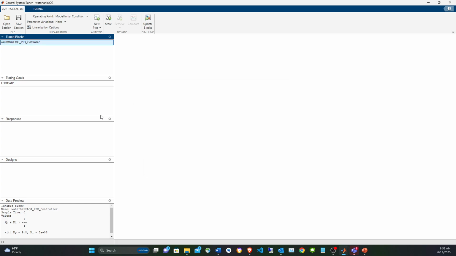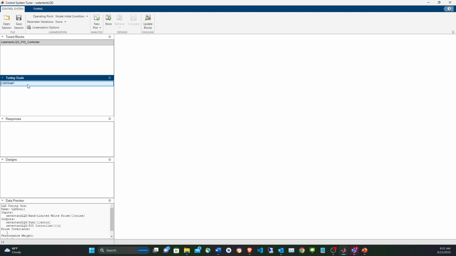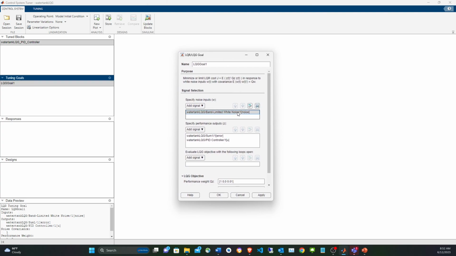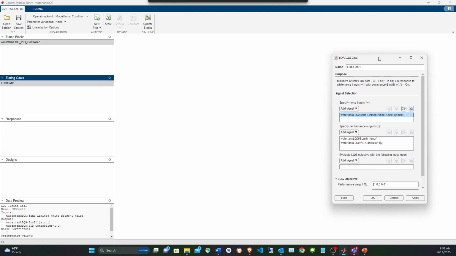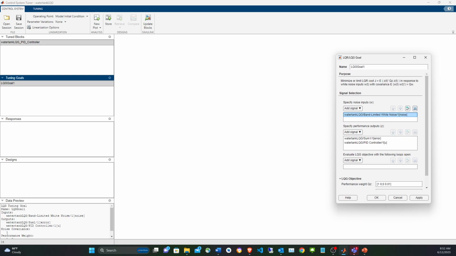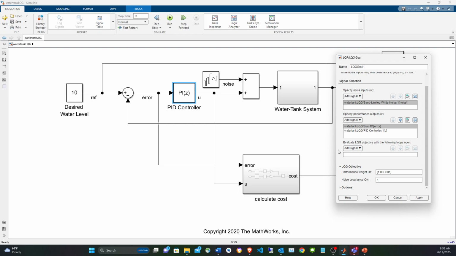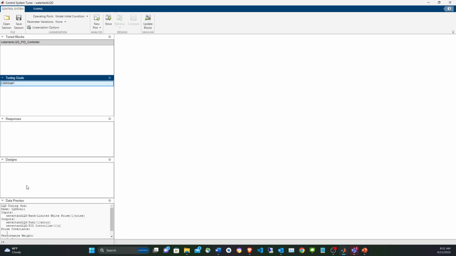Okay, and then the tuning goal is going to be the linear quadratic Gaussian. That's the goal, and we have to put the noise signal. And if you look at the model, you're gonna see them in here. This is the noise signal, and this is the PID signals, the output, the U, and the error. So you have to specify those, and then some parameters for the LQG objective, and then going back to the controller.